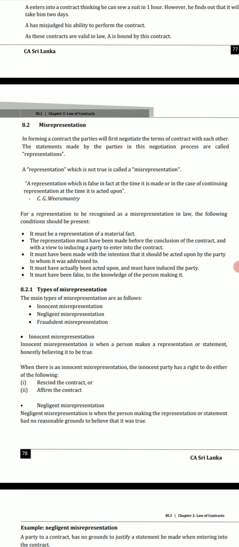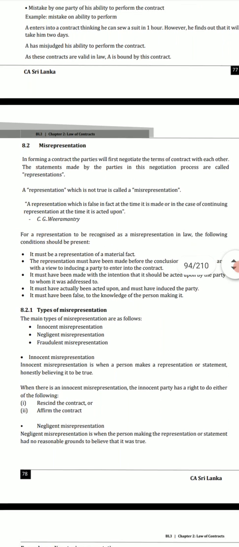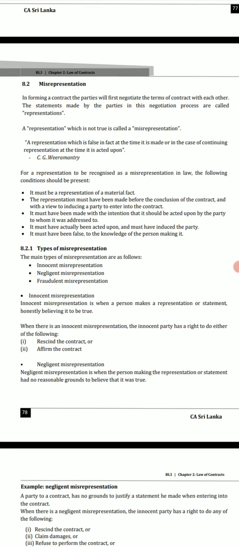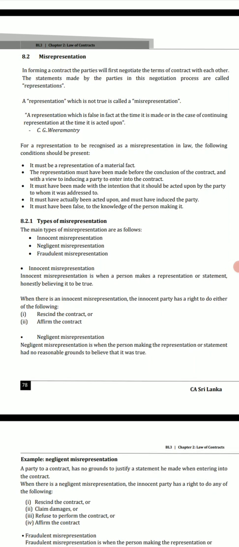For a recognized misrepresentation, it should be a representation of a material fact. The representation must have been made before the conclusion of the contract, and with the view of inducing a party to enter into the contract. So it must have been made with the intention that it should be acted upon by the party to whom it was addressed.